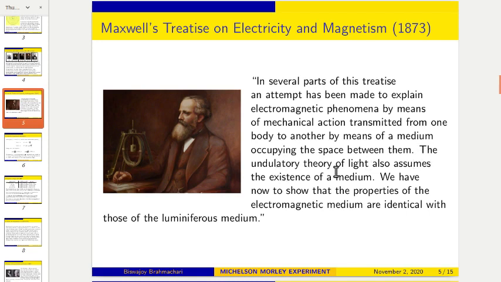The undulatory theory of light also assumes the existence of a medium, because if there is undulation, then there must be a medium which is getting undulated. That medium was necessary in our thinking. So we have now to show that the properties of the electromagnetic medium, where the electromagnetic wave is propagating, is the same as the medium of the propagation of light.